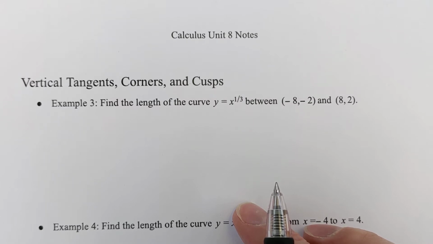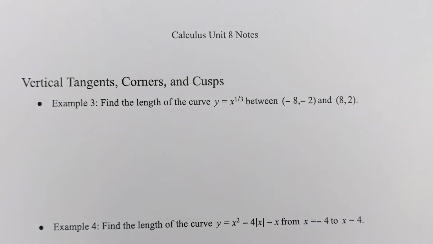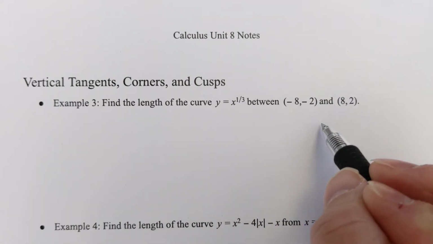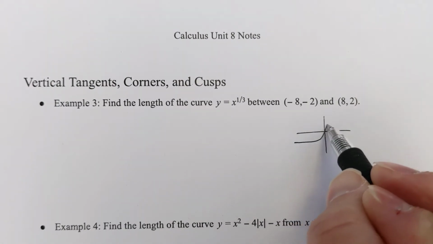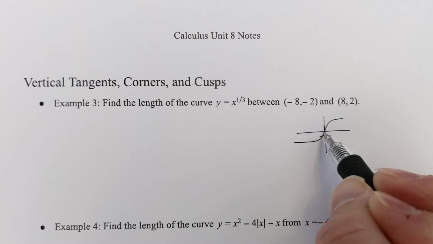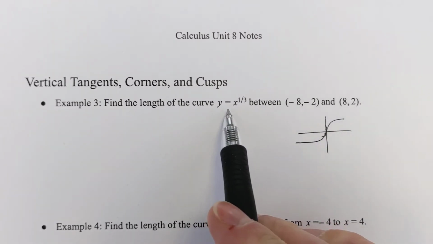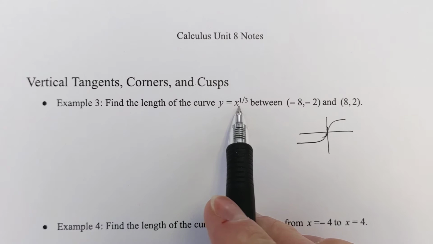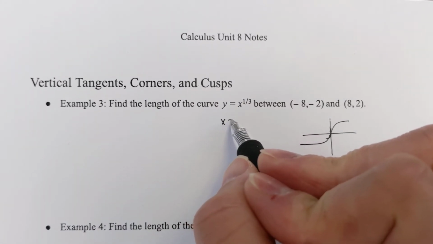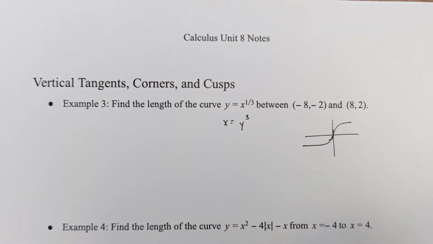The issue here is that if I look at the graph of this, I get a vertical tangent at x equals 0, which means I can't use this form. I have to change it around. So x equals y cubed.